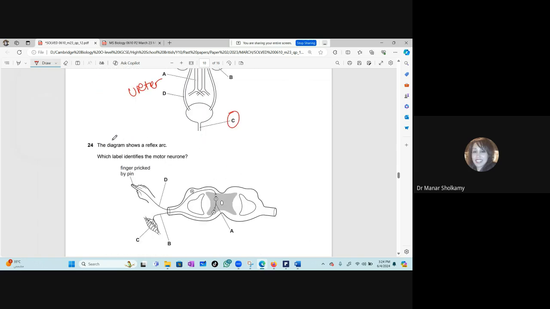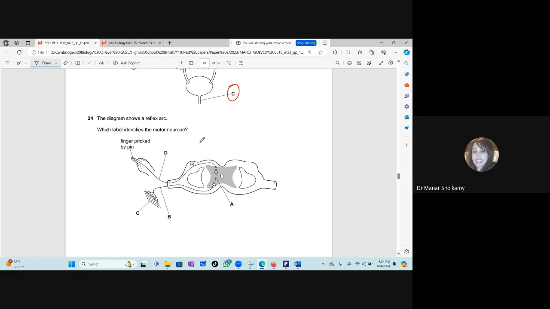Which diagram shows a reflex arc? Which label identifies the motor neuron? Now, this is also easy. D? No, someone said B. B. Yes, B. Well done. What is A? Relay. Yes, well done. What is D? Sensory. Good. And what is E? The effector. Yes, exactly. And what is here? Finger pricked by the pin. This is going to be the what? The stimulus. Yes, well done.